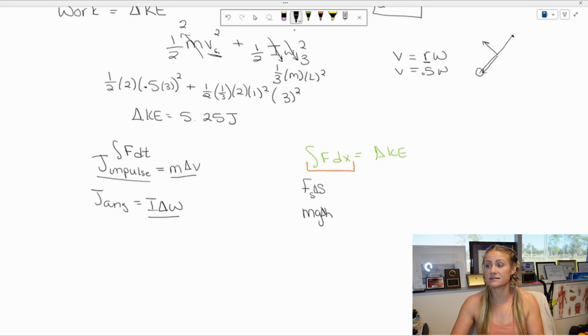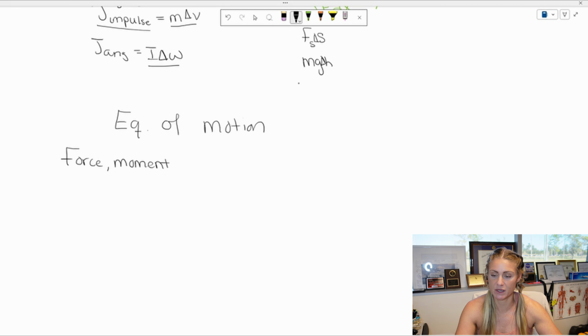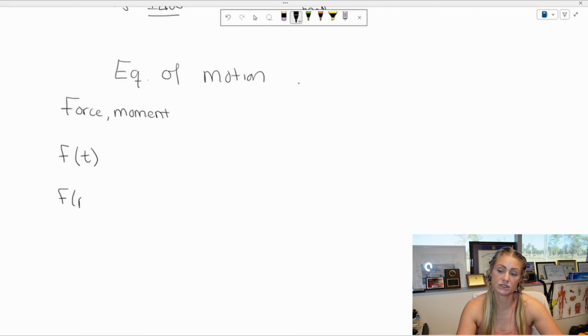So that's pretty much all the equations of motion, actually. I would like to put them all together in one nice slide real quick. In the beginning, we said that we had equations of motion, and sometimes we just have forces and moments that are not a function of anything. They just simply are. But then sometimes we could have forces in terms of time, forces in terms of position, or forces in terms of velocity.